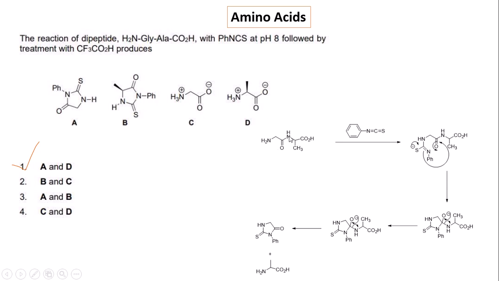The amine group cleaves the peptide bond, and here is the example of a dipeptide. This dipeptide has the N-terminus residue, and this N-terminus residue reacts with phenyl thiocyanate, followed by intramolecular addition to produce the hydantoin derivative, along with the alanine residue, which is present in the zwitterionic form. So options A along with D are the correct options, and option 1 is the correct one.